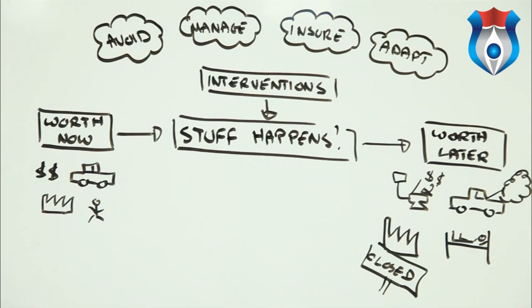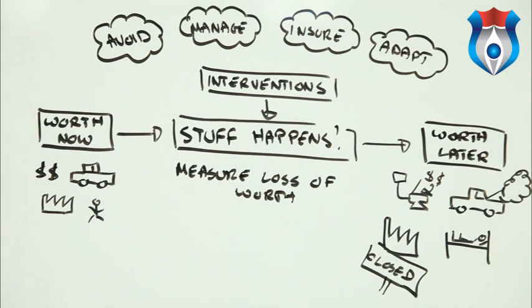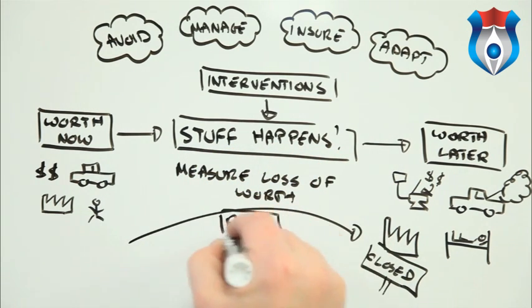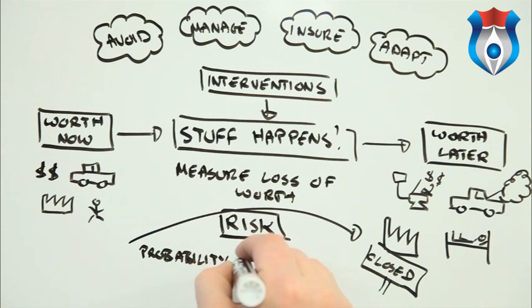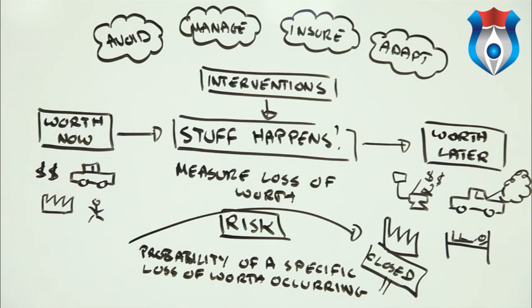What you really need is some idea of how big a potential loss of worth might be, and how much this loss can be reduced if you take a certain course of action. And this is where risk comes in. Risk, and this is my definition, is the chance of a specified loss of worth occurring. It's a number, a probability that is linked to a particular reduction in worth.